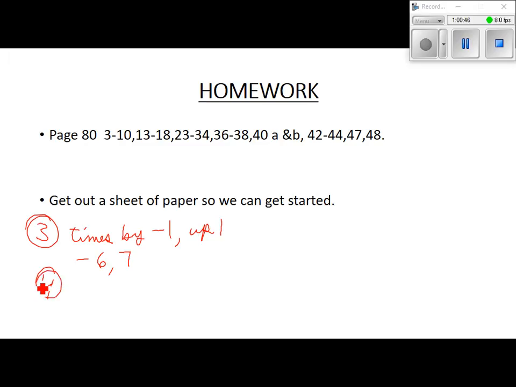Number 4. 0, 2, 6, 12, 20. Anybody see a pattern there? 0, 2, 6. Where's your book at? I'm not reading it back to you. Get your book open.